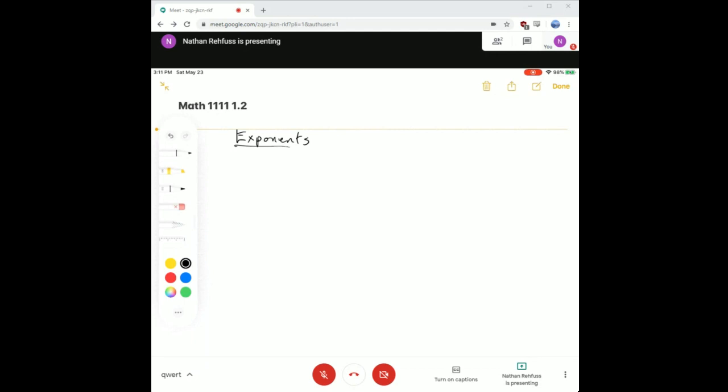So exponents are just a shorthand for repeated multiplication. Just like multiplication is shorthand for repeated addition. So instead of writing 2 plus 2 plus 2 plus 2 plus 2, I can just write 5 times 2. So multiplication is shorthand for repeated addition. Instead of writing 2 times 2 times 2 times 2 times 2, I can write 2 to the 5th power. So exponents are just a shortcut for repeated multiplication, or x times x times x times x. Instead, I could write that as x to the 4th.